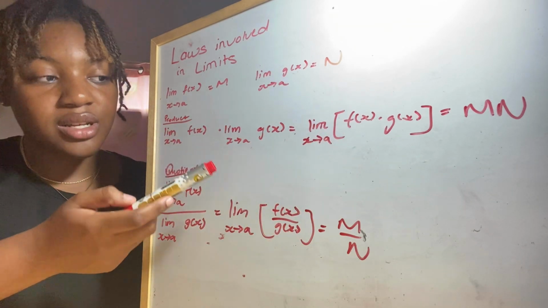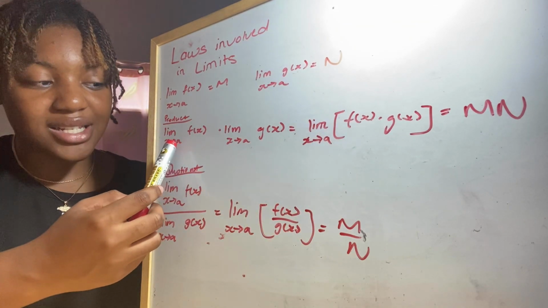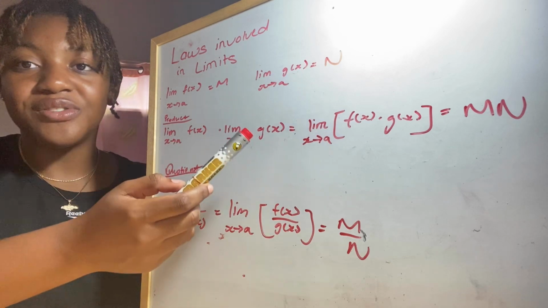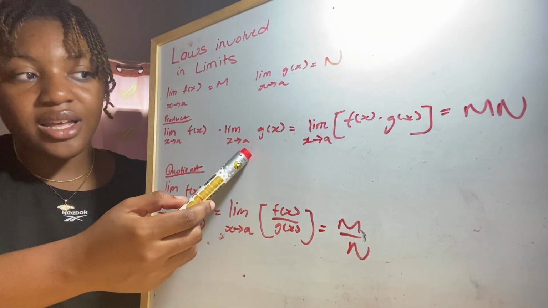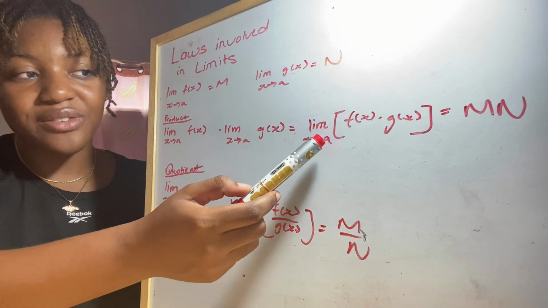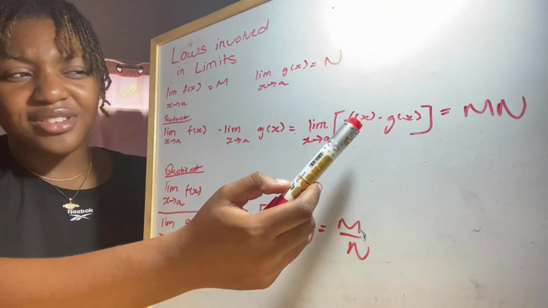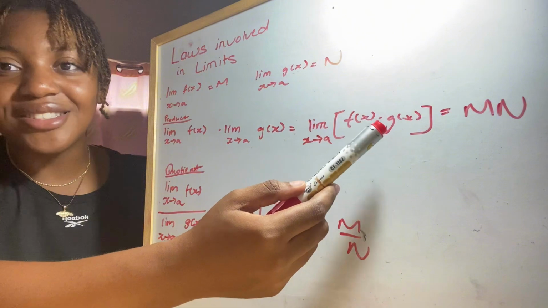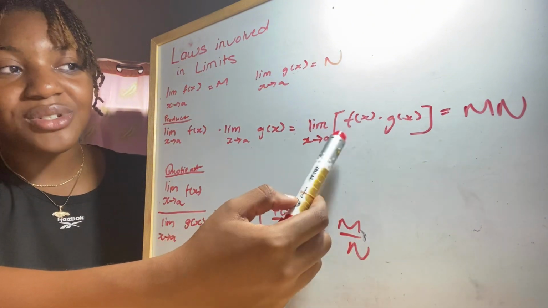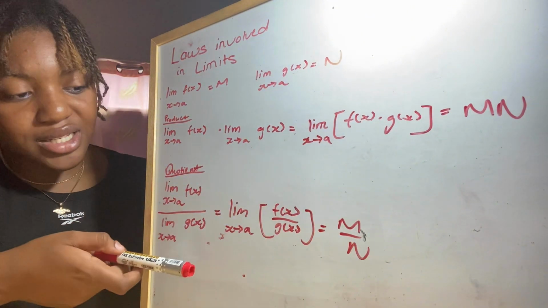So this is the product. You have the limit of f of x as x approaches a times the limit of g of x as x approaches a. This would be equal to the limit of f of x times g of x as x approaches a. And the same thing goes with the quotient.